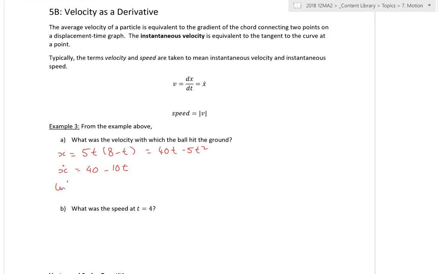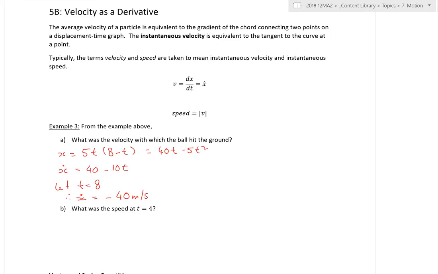Now I'm going to say let t equal 8. Therefore, my velocity equals 40 minus 80 is negative 40 meters per second. There we go. That's the velocity with which the ball hit the ground. It was moving at 40 meters per second downwards.